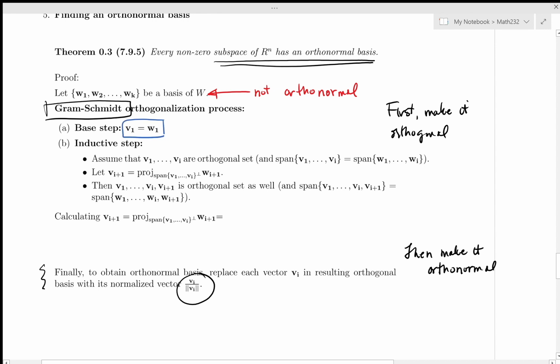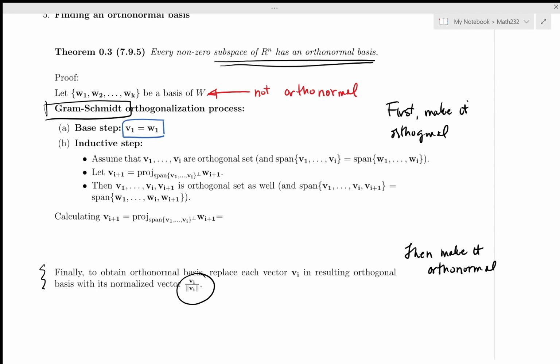So V1 through VK is going to be our orthonormal basis when we're finished. Our first vector, we're just going to select to be equal to the first vector. Then we want to keep adding. When we add V2, we want to make sure that V2 is orthogonal to V1. And when we add V3, we want to make sure that V3 is orthogonal to V1 and V2. We go through adding a vector at each step, and each time we add a vector, it is orthogonal. And once we get to the end of that, then we make them orthonormal.